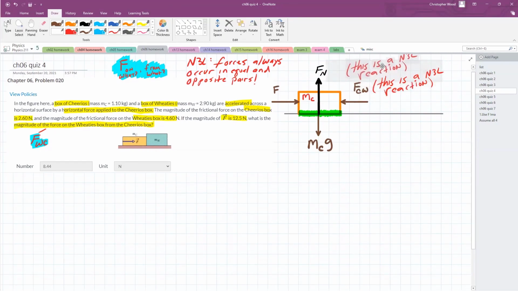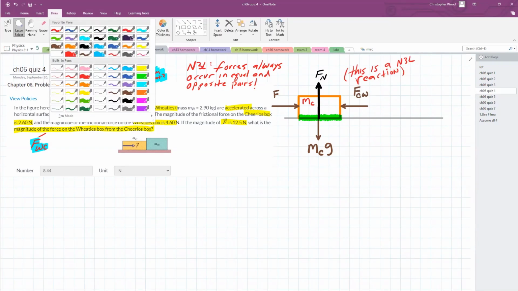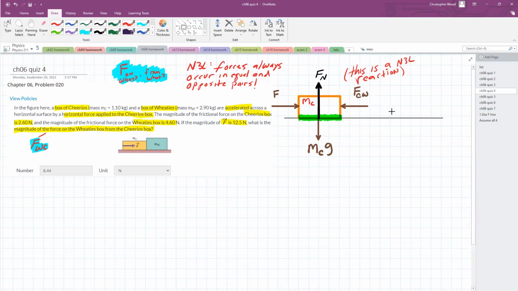All right, so here's the Wheaties. Wheaties is green, so I'll just draw it like this. I'm not going to draw them side by side. I'm going to draw them offset just so we can see things maybe a little bit clearer. Okay, so there's my Wheaties object.